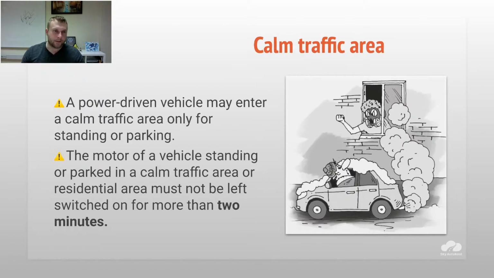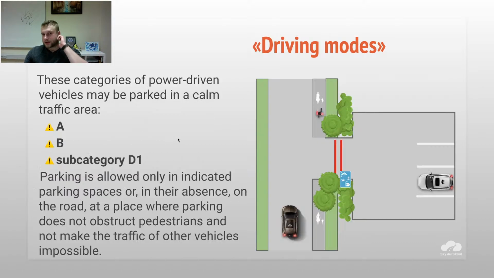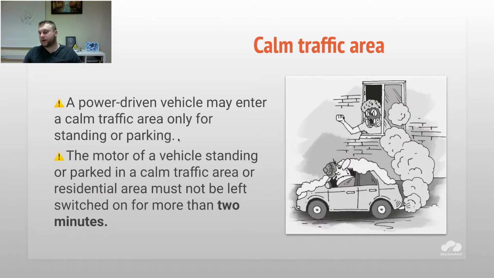A power-driven vehicle may enter a calm traffic area only for standing or parking. This is the rule that most of the people, even having a license, do not know. So you cannot enter this area, quickly pass it, and exit. The main point is that you cannot use calm traffic areas for a shortcut. For example, you want to shortcut the traffic jam. You cannot use this area, because obviously you will go fast because you are leading somewhere.